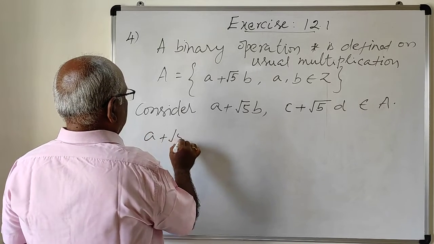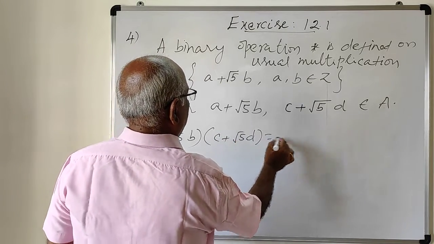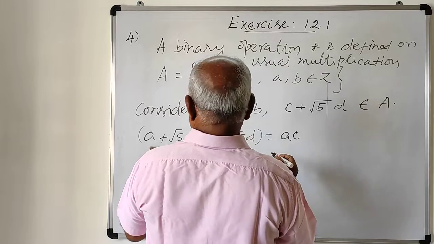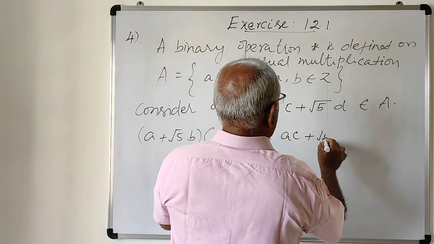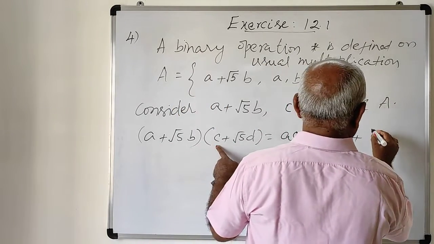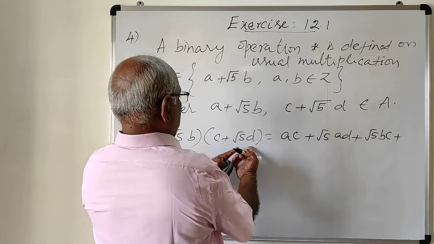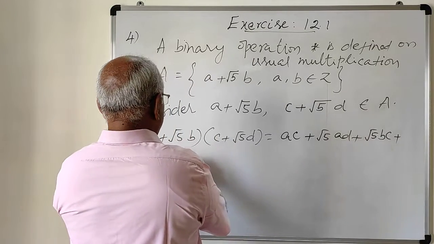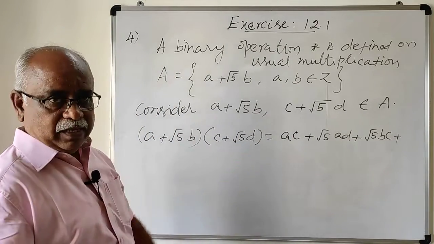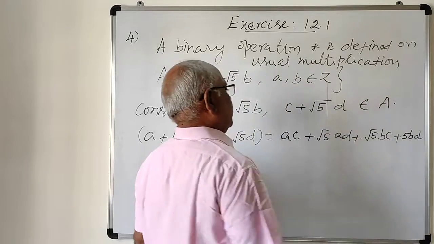a plus root 5 b into c plus root 5 d equals a into c, ac, a into root 5 d, that is root 5 ad, plus root 5 bc, similarly root 5 b into c, root 5 bc, and root 5 into root 5 is 5, so the last term is 5bd. This is the product.